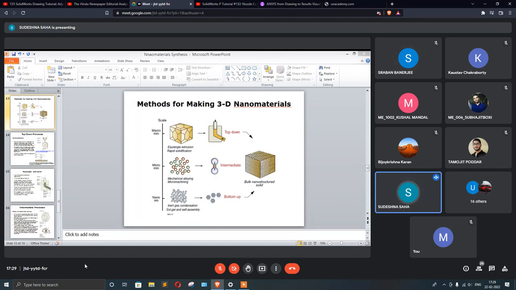But here, whenever we talk about the bulk nanostructured materials, the structure itself is in the nano range. That is, the grain sizes are in the nano range, but the actual bulk material might have a larger size. Okay, it's possible.